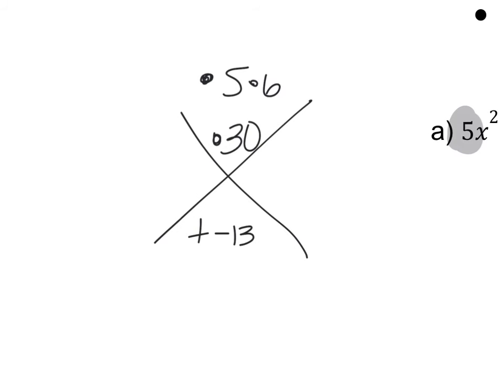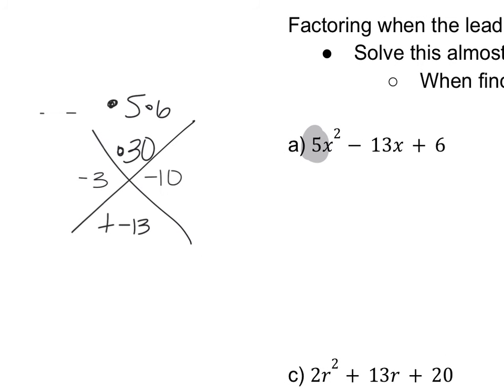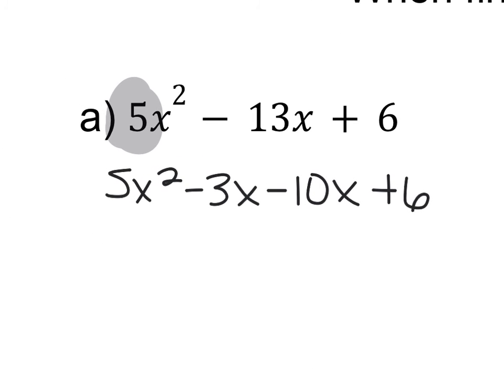So it looks like we need either 2 positives or 2 negatives because that 30 is positive. But since the 13 is negative, we know it needs to be 2 negatives. So what multiplies to be 30 and adds to be negative 13, but 2 negatives? That'll be negative 3 and negative 10. Okay, so I'm going to write it out. So I have 5x squared minus 3x minus 10x plus 6. As you can see, I didn't change it at all. I just split apart the middle term.